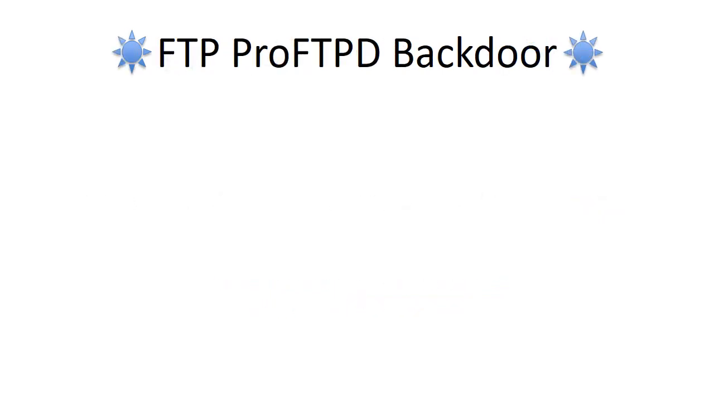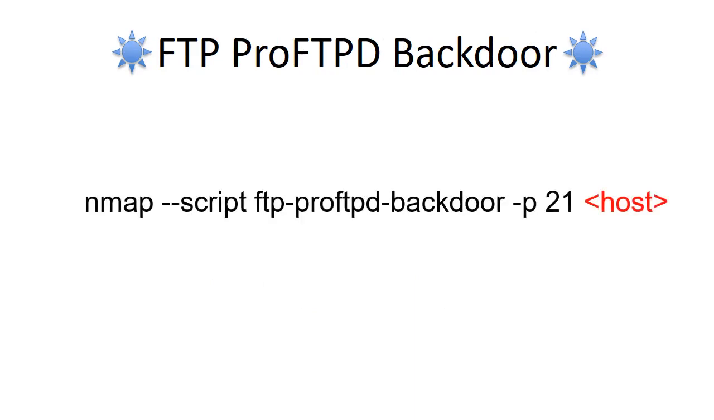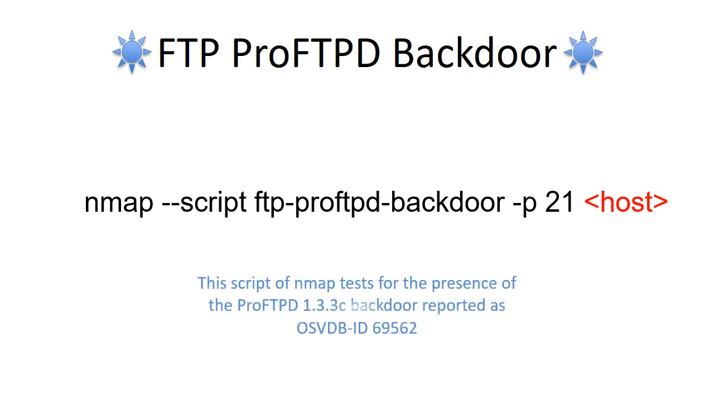ftp-proftpd is the professional file transfer protocol (FTP) server daemon. The server may be invoked by the Internet Super Server each time a connection to the FTP service is made, or alternatively it can be run as a standalone daemon. This script tests for the presence of the ProFTPD 1.3.3c backdoor reported as OSVDB. This script attempts to exploit the backdoor using the innocuous id command by default, but that can be changed with the ftp-proftpd-backdoor.cmd script argument.